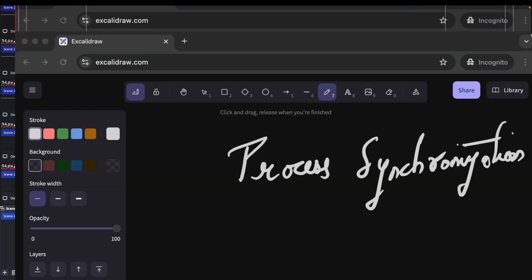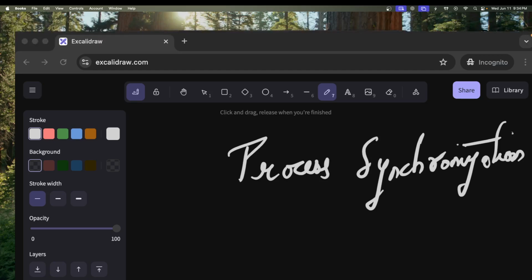So continuing on our journey, today we will be starting with process synchronization. First, let's understand the need for process synchronization, and then we will see in detail about it.